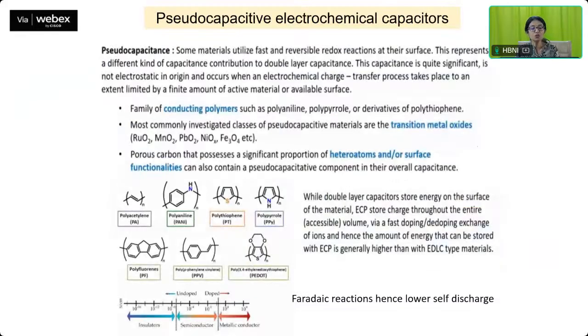So now, what is pseudocapacitance? What are pseudocapacitive electrochemical capacitors? Some materials utilize fast and reversible redox reactions at their surface. So this represents a different kind of capacitance contribution in addition to double layer capacitance. This capacitance is quite significant, is not electrostatic in origin, and occurs when an electrochemical charge transfer process takes place to an extent limited by a finite amount of active material or available surface.